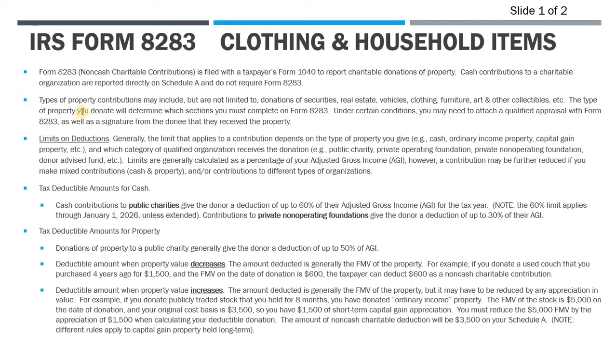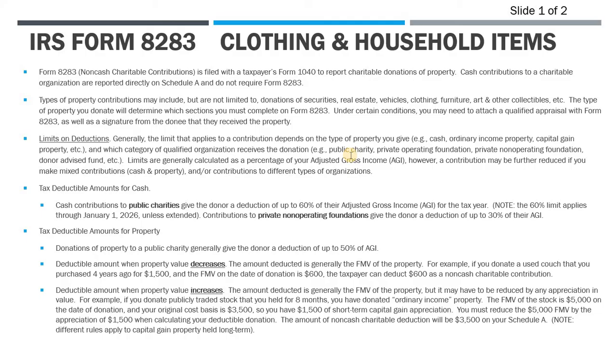So again, this is a form that's used to report non-cash contributions of property, right? So that can include securities, real estate, vehicles, clothing, furniture, art, other types of collectibles. If you donate something of that nature, you might have to do the 8283, and then in some cases you may need to attach an appraisal. So you'd have to have the property appraised before you go ahead and donate it to the charity, and you'll have to include that appraisal with your return.